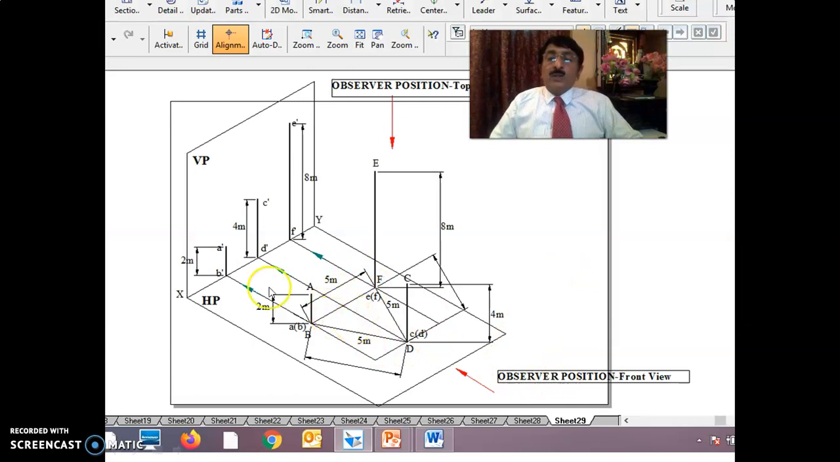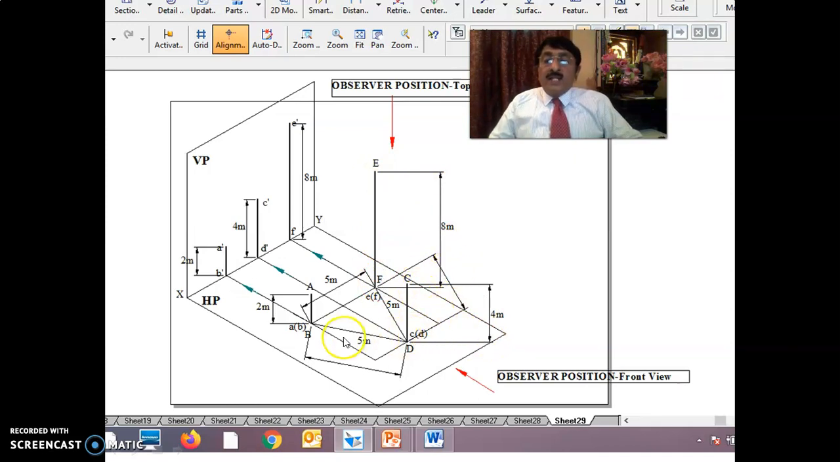There are 3 poles. This is HP, this is VP. HP is assumed to be the ground. Can you understand? One pole AB. AB is 2 meters. Capital C, capital D is another pole, 4 meters. Capital E, capital F is 8 meters. As I have written, please observe, capital A, capital B is 2 meters. Capital C, capital D, this is CD, is 4 meters. Capital E, capital F, EF is 8 meters.